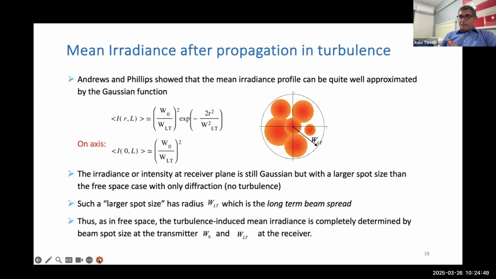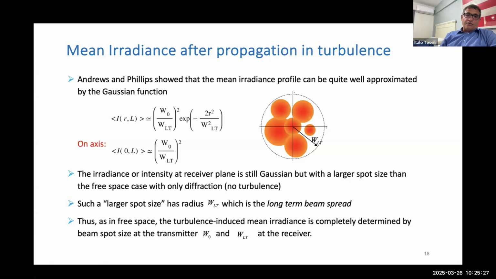Now, if you look at the intensity, well, we start with a beam that is Gaussian. In free space, we know that it remains Gaussian. Is that true also in turbulence? I mean, the beam remains Gaussian, yes. This has been shown also to be quite a good approximation, that the beam remains Gaussian, and the intensity looks like this, where now you see that you have W_LT, the long-term beam spread, here, that of course is bigger than your diffraction limited spot radius.